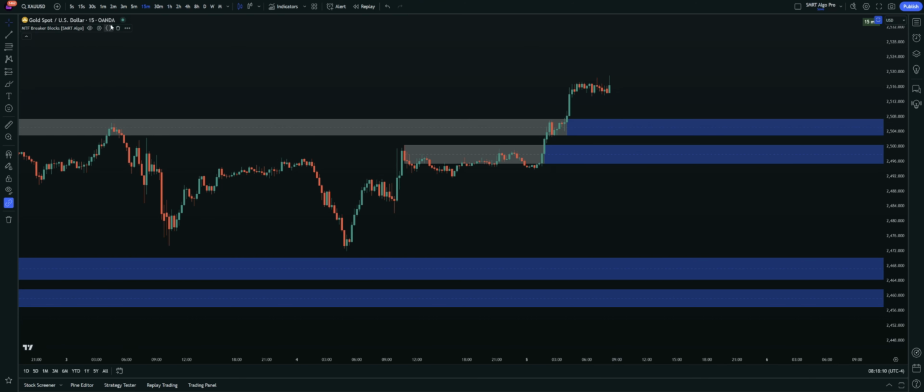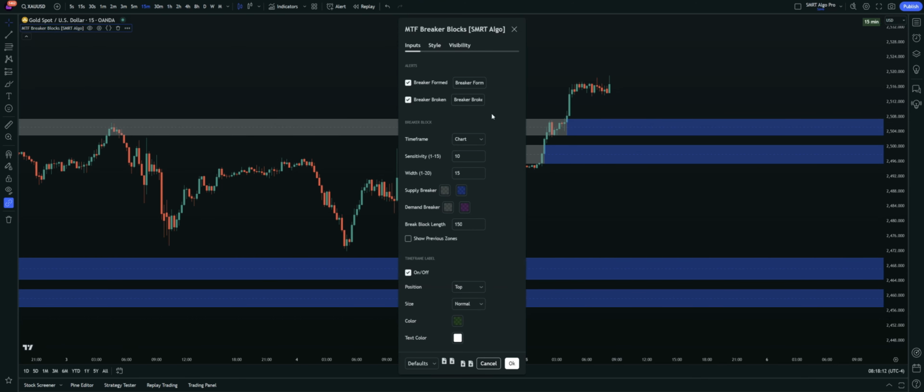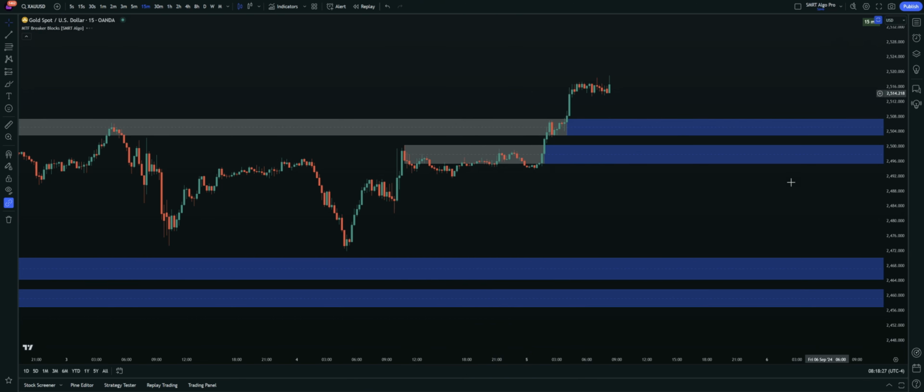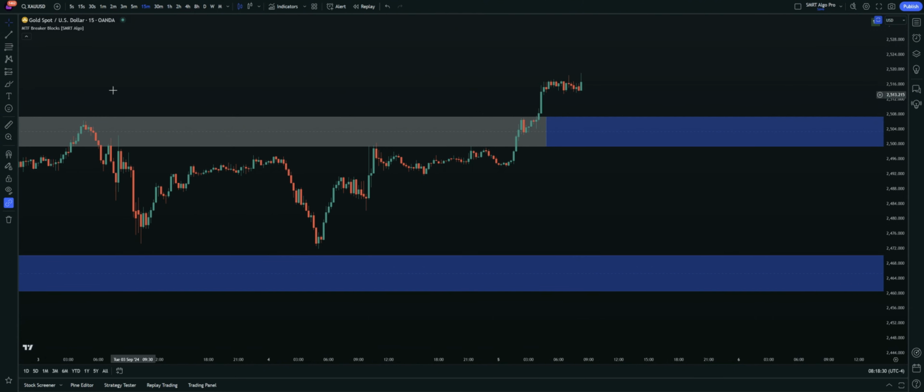So a bit about the indicator settings. If I go on the inputs here, you can set the alerts here, and you can change the time frame of the MTF breaker blocks. On the top right of the screen, you can see that we have the time frame of the breaker block. So if I change it to, let's say, an hour, it will show 1 hour on the top right.